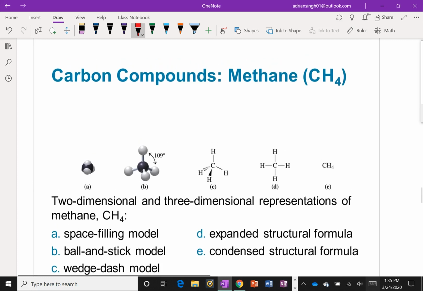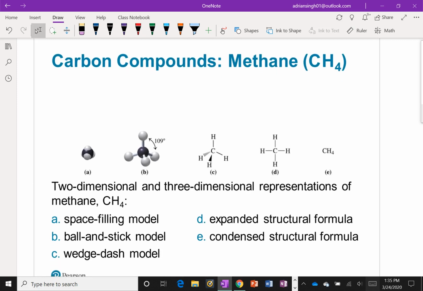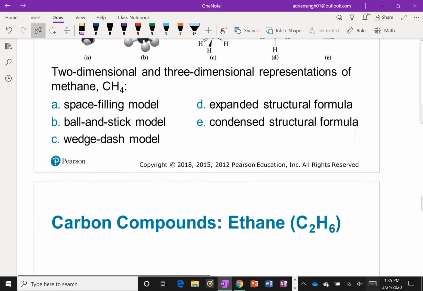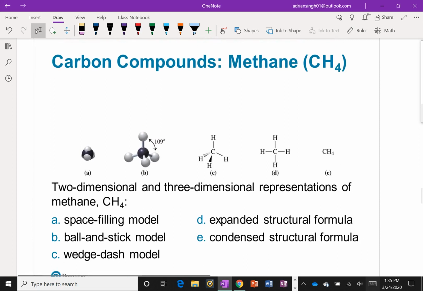So let's take a look now at how we represent our organic compounds, and our hydrocarbons to be more specific. Here we have one of the simplest hydrocarbons, which is methane, with the formula CH4. Again, we've seen that molecule several times. There are several ways that we can depict the shape of methane. The first one here is called a space filling model, and this really would represent what the molecule would look like if you were to zoom in and look at an individual methane molecule.